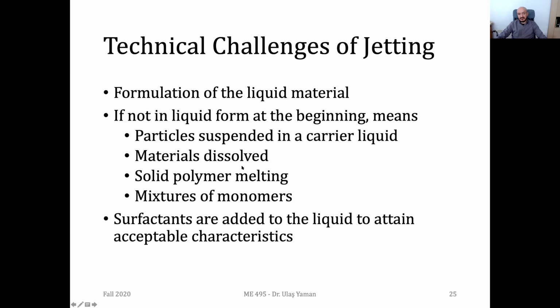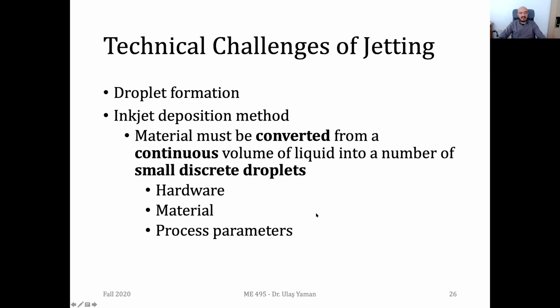Or you may have dissolved materials, or some melted polymers, or you may use mixtures of monomers with photoinitiators. Once they are jetted, you may do the curing on the fly with high UV values. This is also doable. And lastly, you may also have some special surfactants added to the materials so that their mechanical properties will be at least acceptable for jetting.